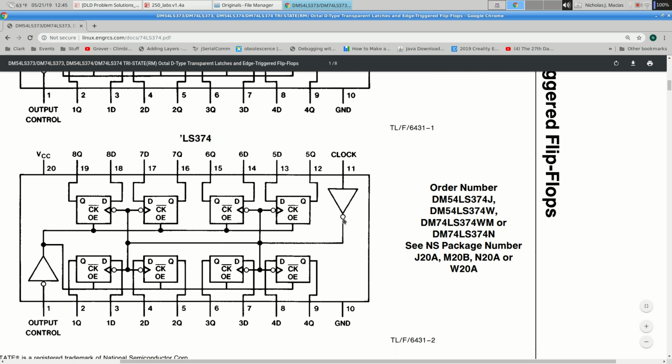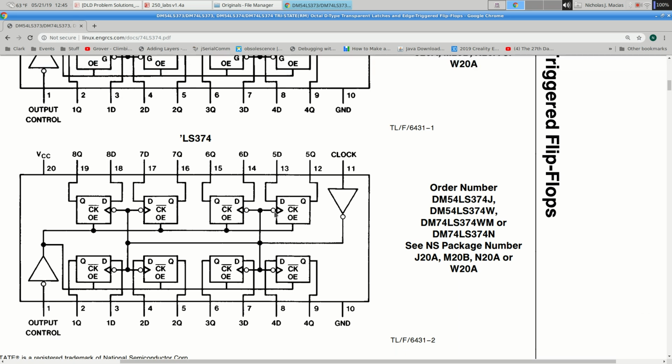And this is tricky. There's a little inverter here on pin 11, and then these clocks have little bubbles on the front of them, which means that the clock gets inverted and then inverted again, so it's just like having no inverters anywhere in sight. So when the clock goes from 0 to 1, each of these should take its corresponding D input, remember that value, and show it on its corresponding Q output.